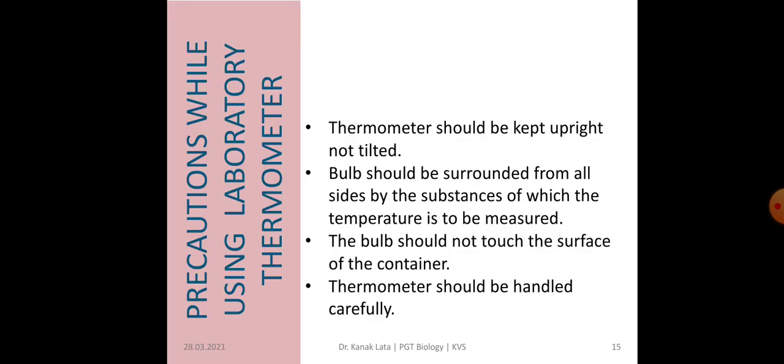Now, what are the precautions while using a laboratory thermometer? The thermometer should always be kept upright, not tilted, straight. The bulb should not touch the container. It should be surrounded from all sides by the substance which has to be measured. It should not touch the surface of the container, not the bottom, nor the side of the container. Also, the thermometer should be handled carefully, again because it is made of glass. It may break.